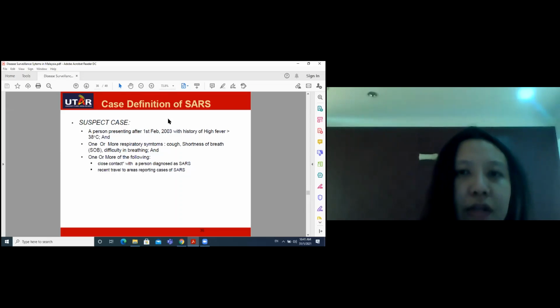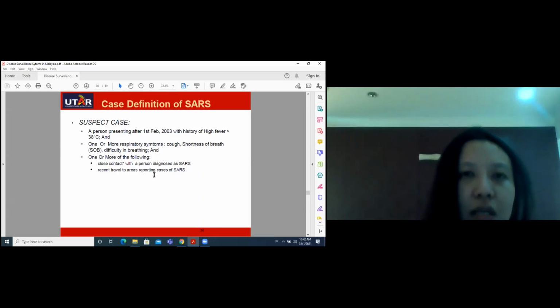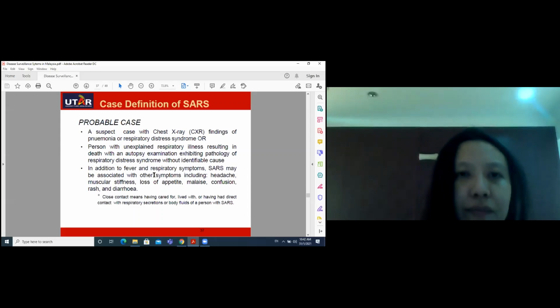For the case definition of SARS, a suspect case is a person with a history of high fever and one or more respiratory symptoms of cough, shortness of breath, and difficulty in breathing, and also one or more of the following: close contact with a person diagnosed with SARS, and recent travel to areas reporting cases of SARS. So this is the case definition of SARS.